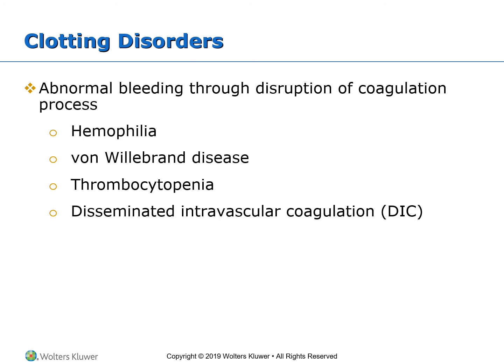Another kind of clotting disorder is a result of thrombocytopenia, a very low number of thrombocytes. This may be a result of decreased production in the red bone marrow or an increased destruction. An increased destruction can happen at the level of the liver or a malfunctioning spleen.